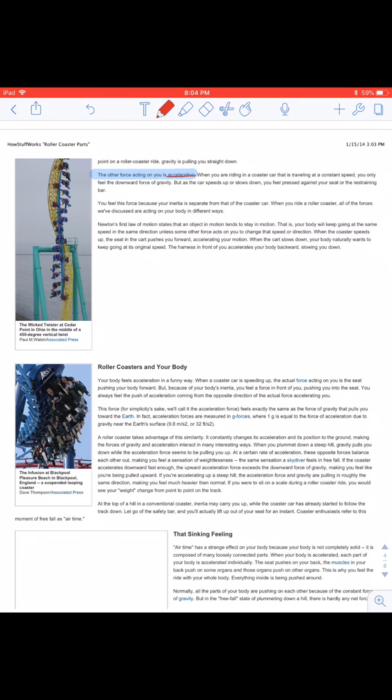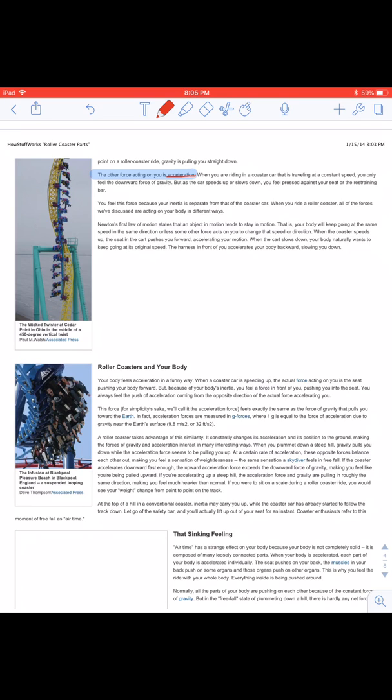All right. When you are riding in a coaster car that is traveling at a constant speed, you only feel the downward force of gravity. But as the car speeds up or slows down, you feel pressed against your seat or the restraining bar. You feel this force because your inertia is separate from that of the coaster car.